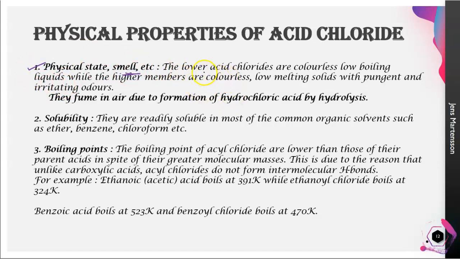So your lower acid chlorides, for example formyl chloride, are colorless, low boiling liquids. Any of your lower acid chlorides are going to be colorless, low boiling liquids, while the higher members are going to be colorless, low melting solids with pungent and irritating odors. And these higher members fume in air due to the formation of HCl by hydrolysis. Understood? So this is all about your physical state and smell.